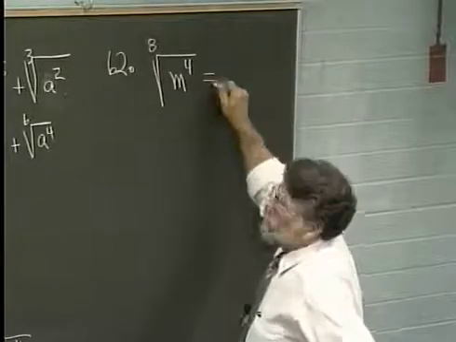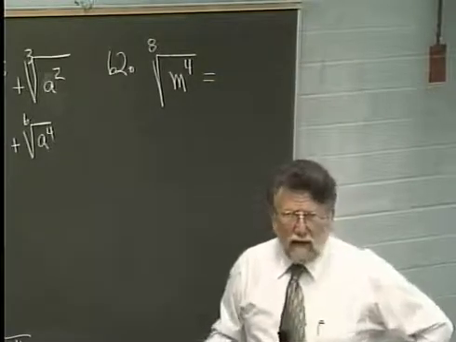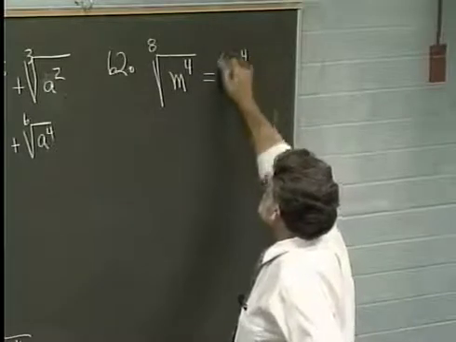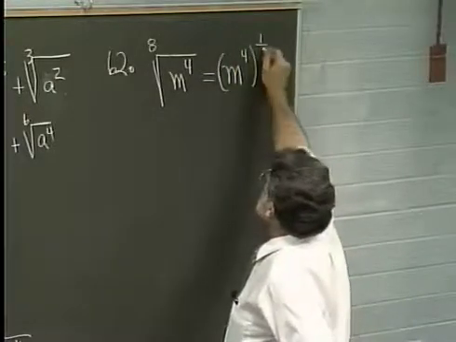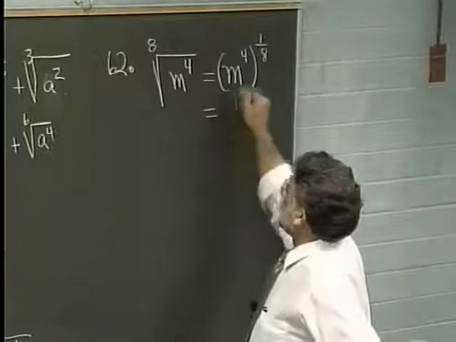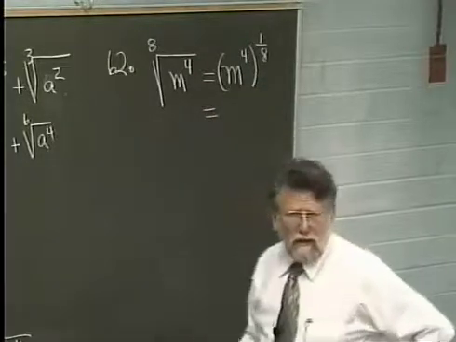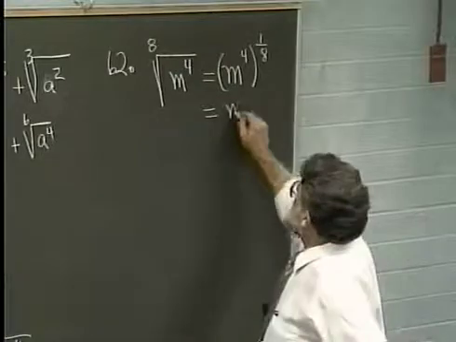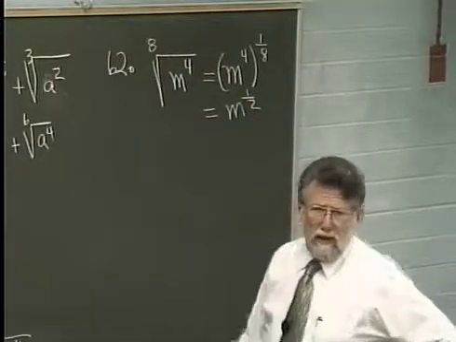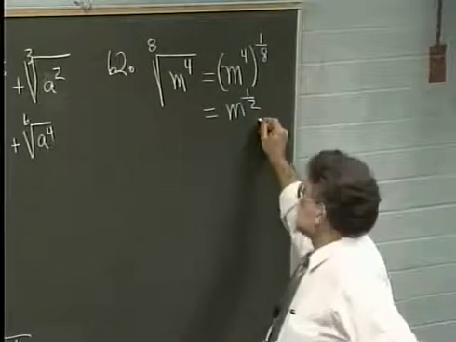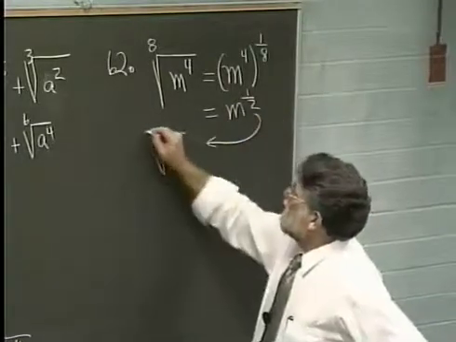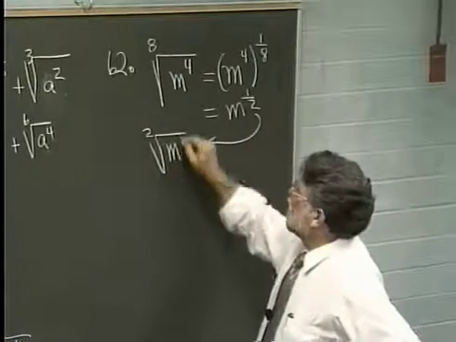So there's the obvious here. Can I simplify this? And what you may not see becomes much more obvious if you realize this is m to the 4th to the 1/8, and you immediately see that the 4 over 8 reduces to 1/2. This is m to the 1/2. And so what are you supposed to do? Translate this back now to a radical, which is the second root of m to the 1st.